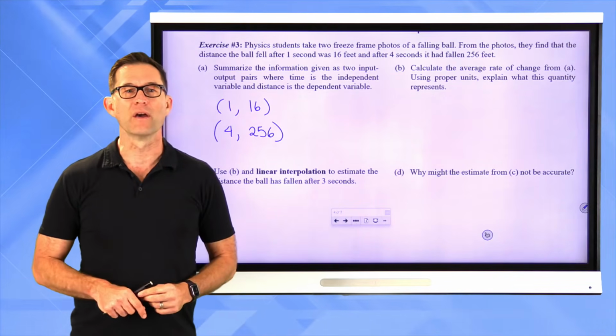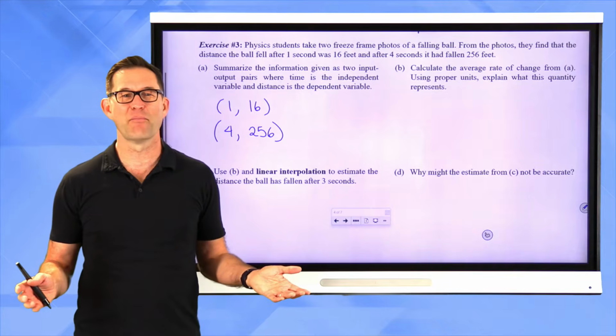All right, there we go. That was a nice ring on my Apple Watch.